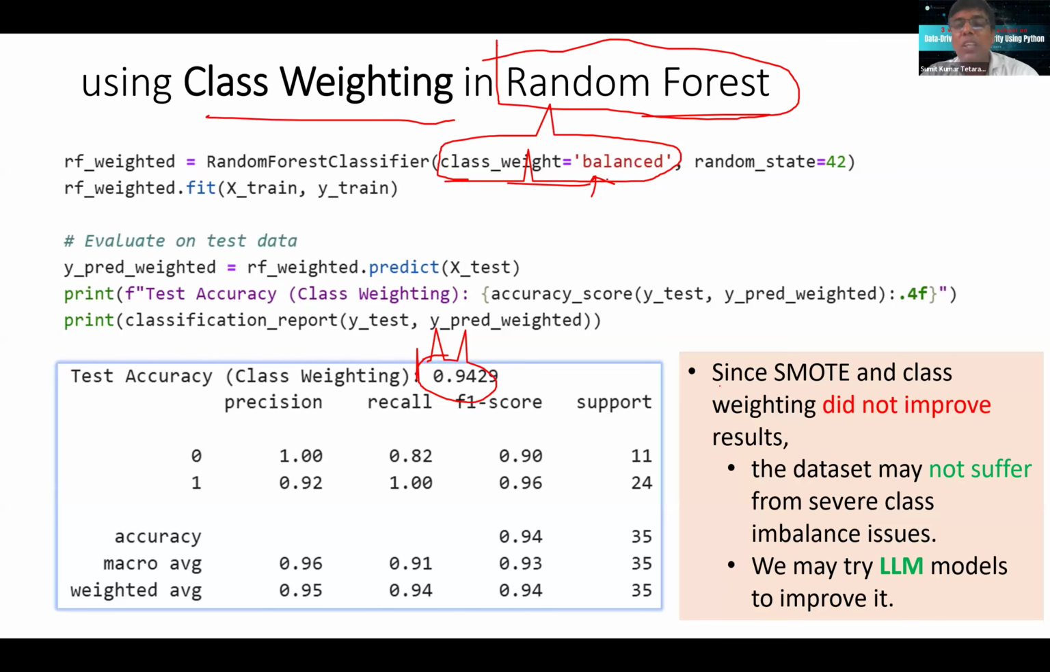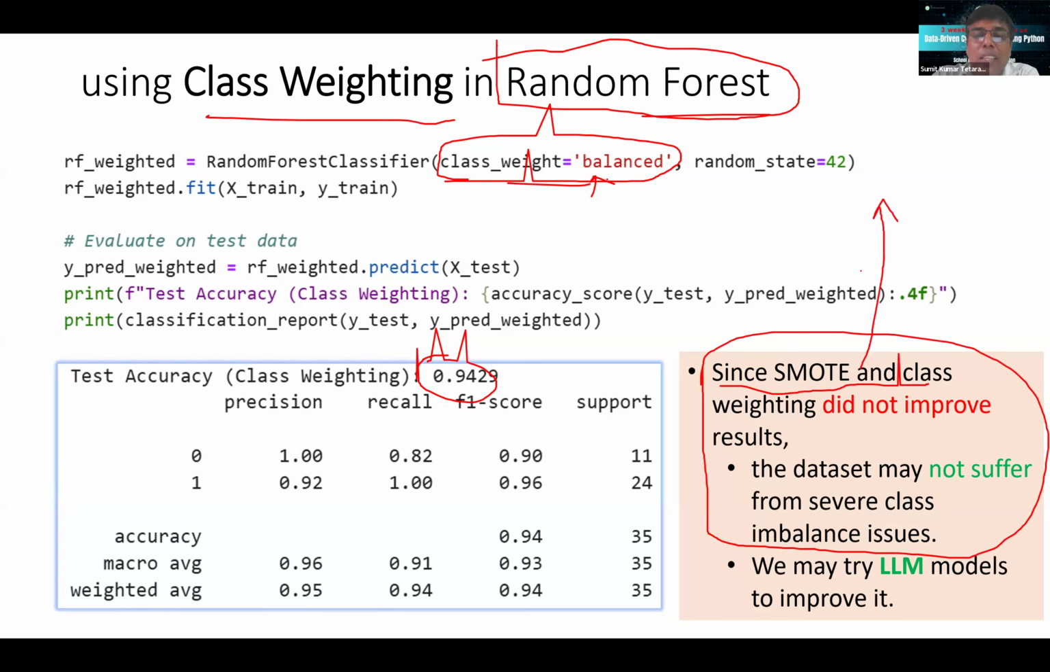It means that since SMOTE and class weight did not improve results, the data set may not suffer from a severe class imbalance issue, and you are not able to increase the accuracy. But again, I am telling you, you can use data transformation and data normalization after looking at the column values. The missing value here is replaced by 0. Use your brain: replace the missing value with another value, and then check whether the accuracy improved.